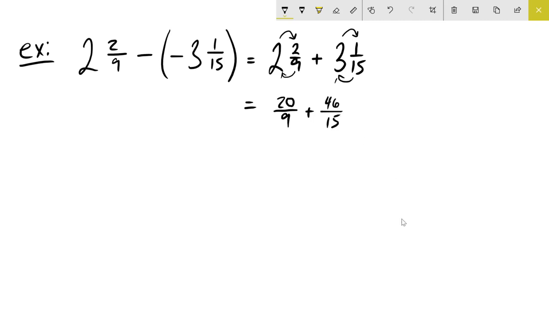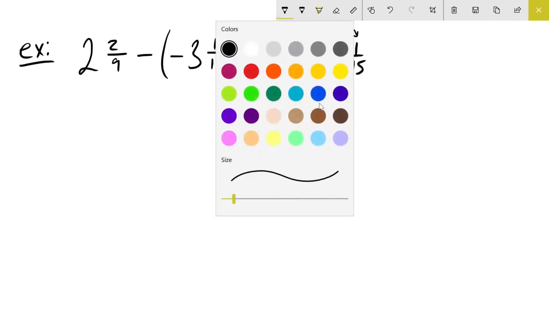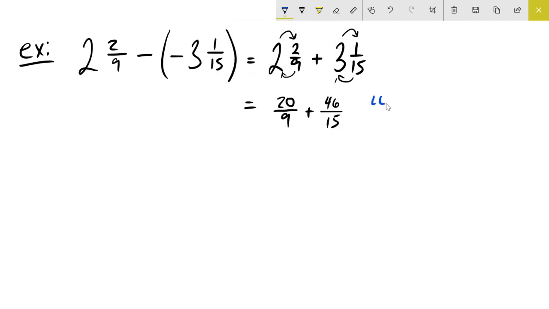The only downside of this is that some of these numbers are probably going to get kind of big, but that's okay. Now you have to figure out, well, what is the least common denominator between 9 and 15? It's going to be 45, yeah.